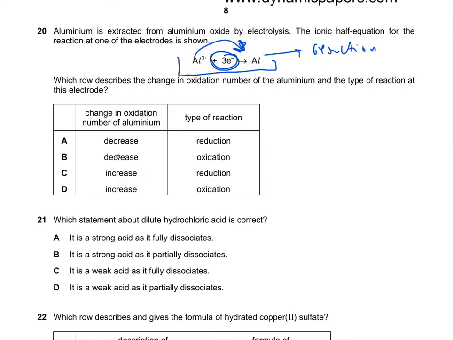Change in oxidation number, did it increase or decrease? Of course it decreased, as reduction takes place in this reaction, so the oxidation number decreased. Type of reaction, it's reduction, as it's gain of electrons, so it's A.